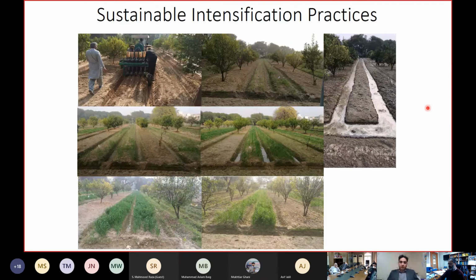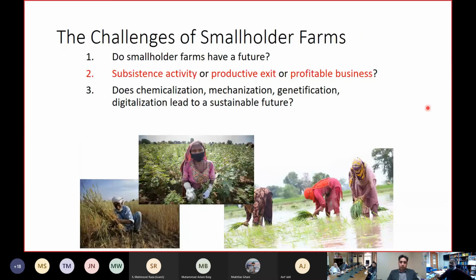And what we focus on quite a bit is that many of these are geared towards the challenges of smallholder farms. So this is one of the main questions on our minds: in the wake of all of these technological interventions and new possibilities, whether these smallholder farms will remain productive, whether it will just remain a subsistence activity, or whether smallholder farming can be turned into profitable businesses, and so on and so forth.